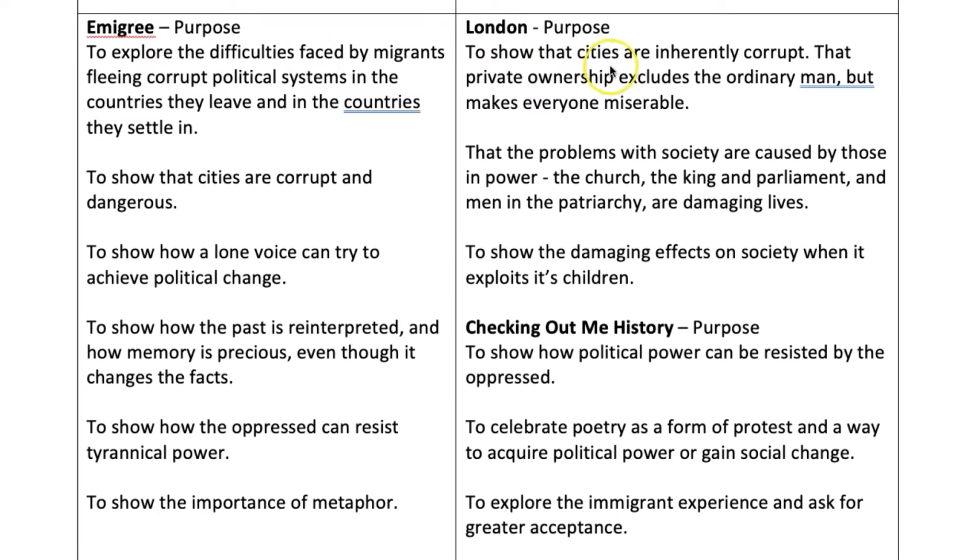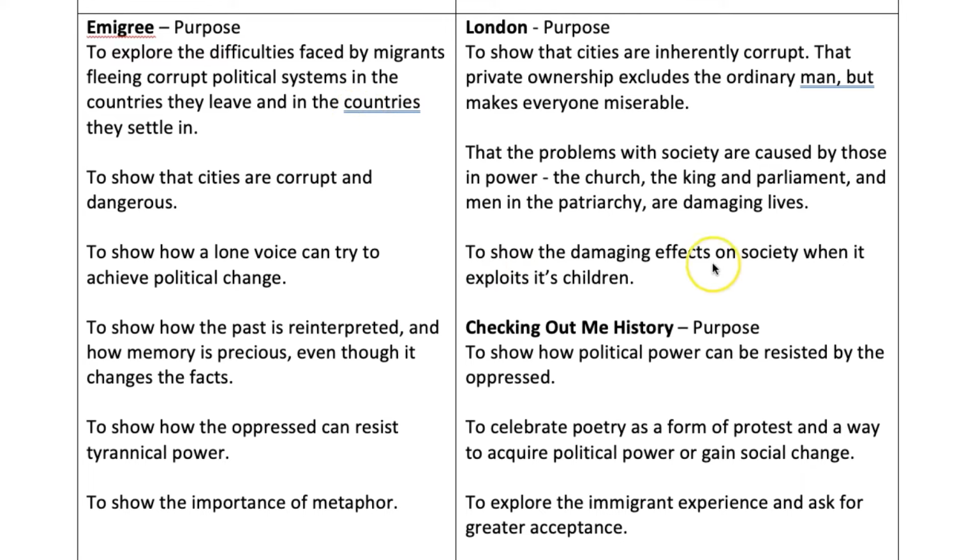So London also shows that cities are inherently corrupt, here that private ownership excludes the ordinary man and it makes everybody miserable. That's a really close parallel with the city she's left. The problems with society are caused by those in power, an exact parallel. Here it's the church, the king and parliament. There it's tyrants. We could argue that it's the patriarchy in both, because we've got a female voice here who's being oppressed, and the tyrants are presumably male.